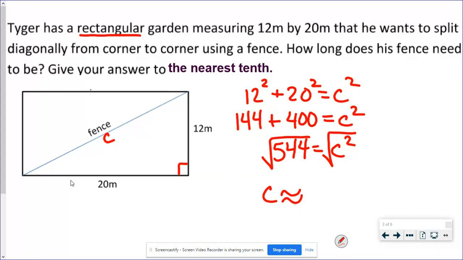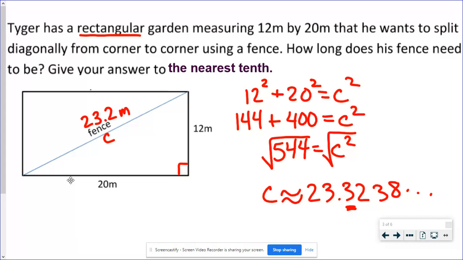I'm going to use that squiggly kind of equal sign. I don't think that I talked about that in my last video, but that's showing that we are approximating. So when I do this, I would get 23.3238, and so on. This is my spot that I'm worried about for the nearest tenth, and that 2 is not going to make it round up. So this is going to be 23.3 meters. Again, if it's the hypotenuse, it needs to be the longest length. So it had to be more than 20 for sure.